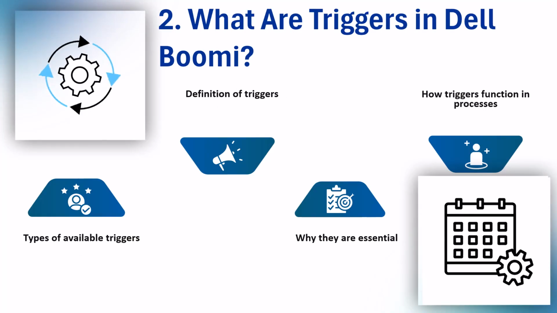Now, let's talk triggers. Triggers are like alarms that activate processes when conditions are met. I'll explain their types and importance in automation. Picture a seamless workflow. No chaos or hair-pulling involved.